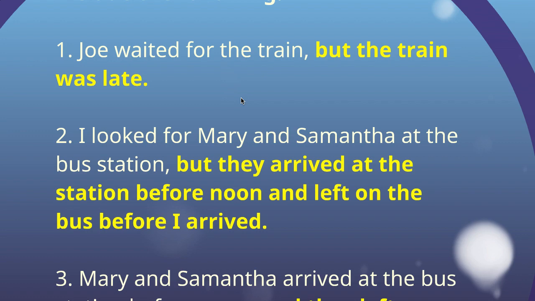I looked for Mary and Samantha at the bus station, but they arrived at the station before noon and left on the bus before I arrived. Compound sentence: I looked for Mary and Samantha at the bus station would be an independent clause. They arrived and left before I arrived, independent clause. Notice, I have the word but right here with the comma because it's linking together. The word and is a coordinating conjunction, FANBOYS. I do not have a comma because it's not linking two complete thoughts together, because after the word and, left on the bus before I arrived is not a complete sentence or thought.